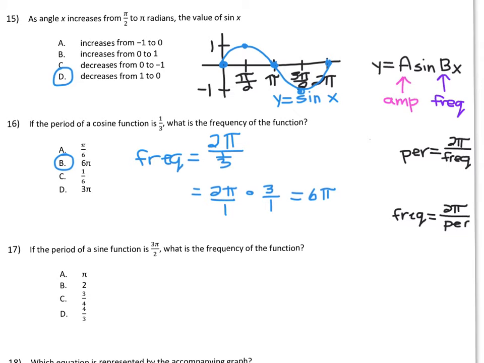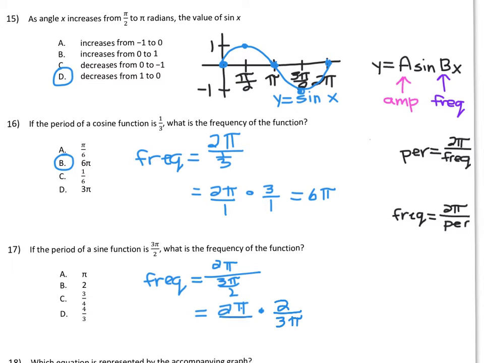Now, the next one, number 17, asks you for the same thing. They want you to find the frequency if they give you the period. So I'm going to use frequency equals 2 pi divided by period. Okay, so let's do the same thing. Let's keep, change the division to multiplication, and flip this upside down. So I'm going to make it 2 over 3 pi.